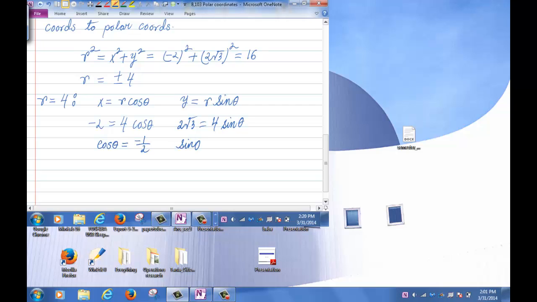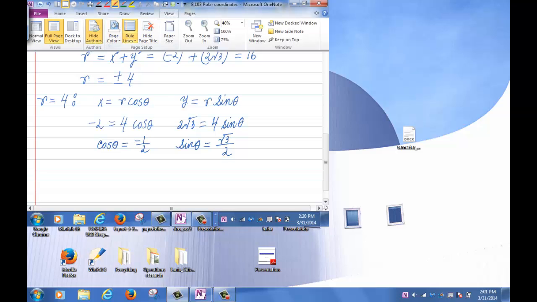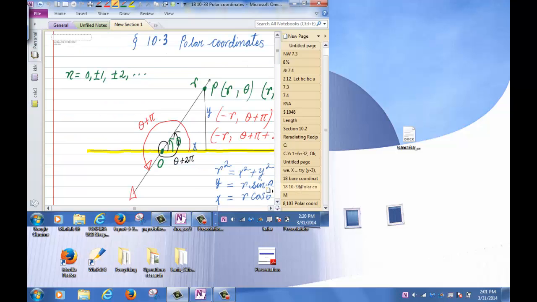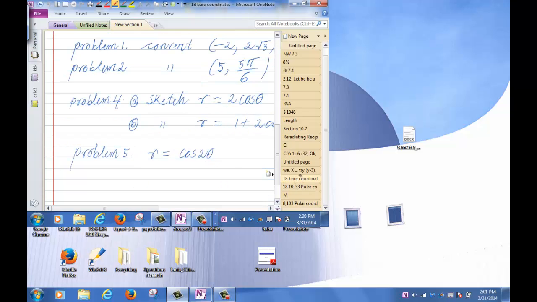So can someone give me an angle theta in the second quadrant? Can you give me the smallest positive angle theta in the second quadrant for which cosine theta is -1/2 and sine theta is √3/2? Remember last time when I showed you that picture? Let me see. I'm trying to see where I wrote that. Oh, I deleted those numbers.